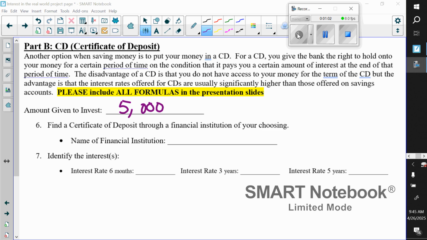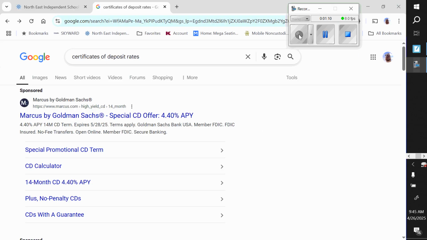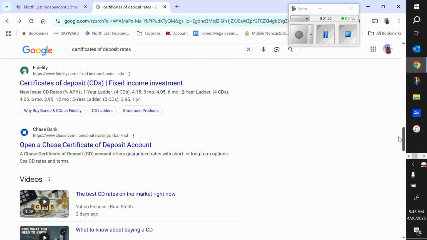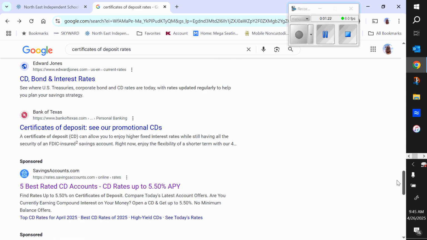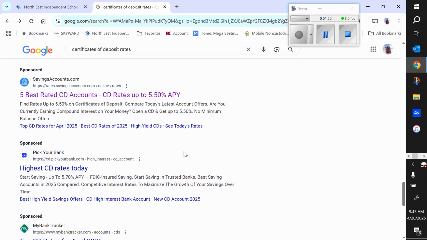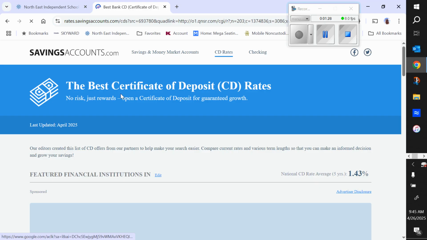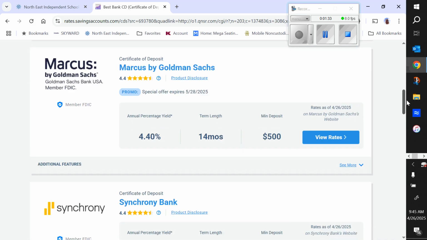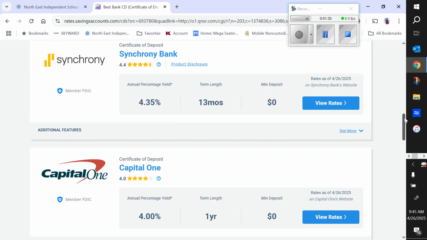I'm going to go to one of the websites I was just researching so you could see. Notice here, all I did was search certificate of deposit rates. I'm going to go ahead and scroll down to one of these. Honestly, it doesn't matter which one you choose. But I was looking at this one here, the best CD rates accounts. And when I clicked on this, it gives us all the different variations of rates for these. I'm going to go ahead and click on the Capital One one just because.